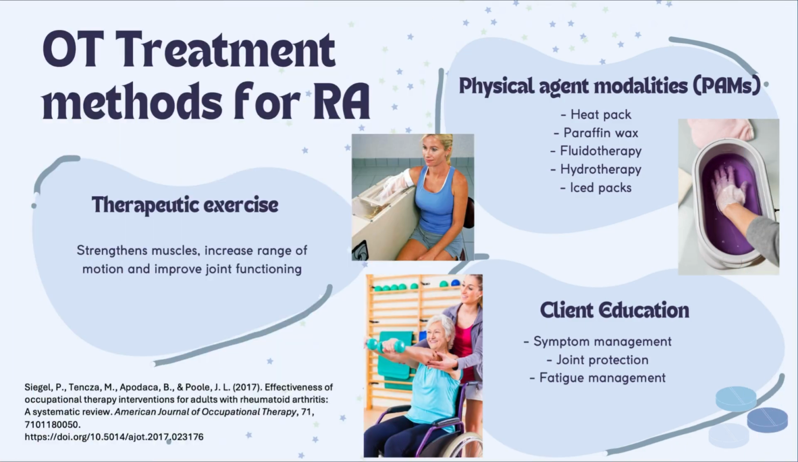Next, we will discuss the different treatment methods that are useful in the remediation of clinical and functional deficits caused by rheumatoid arthritis. The first one is the physical agent modalities, or PAMs, which may help to relieve pain or maintain and improve range of motion. Some of these examples include hot packs, paraffin wax, fluidotherapy, hydrotherapy in a heated pool, and ice packs.